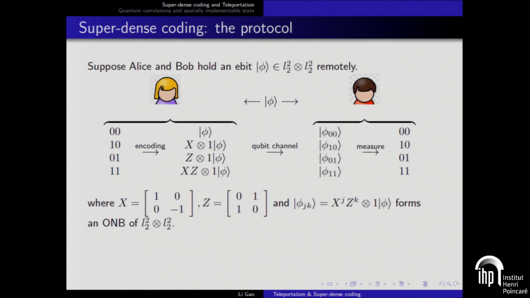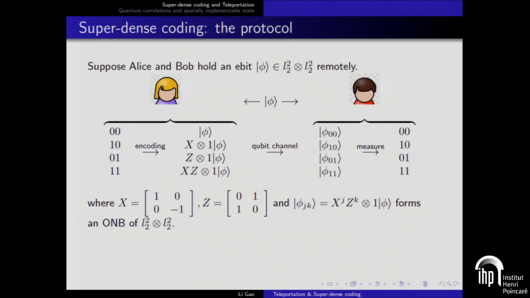Whatever classical information she has, she will apply accordingly a unitary to her part of the maximally entangled state. That is basically given by these Pauli matrices. If it is 0,0, she does nothing. If it is 1,0, that's the Pauli X matrix. If it is 0,1, that's the Z matrix. If it is 1,1, she does both. And whatever she does, she will send her part of the maximally entangled state to Bob.